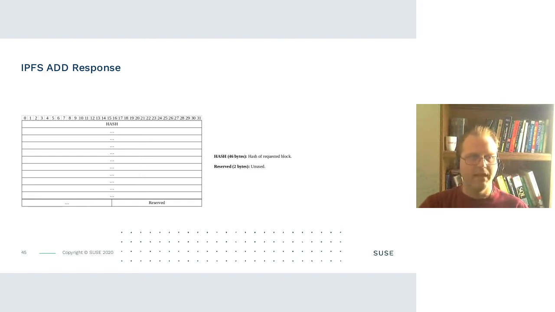For a block add, the add response provides a hash of the block sent to the add request. For a file or directory add response, the response hash is the top level hash of the Merkle DAG created by assembling a tree from the node specified in the add request.